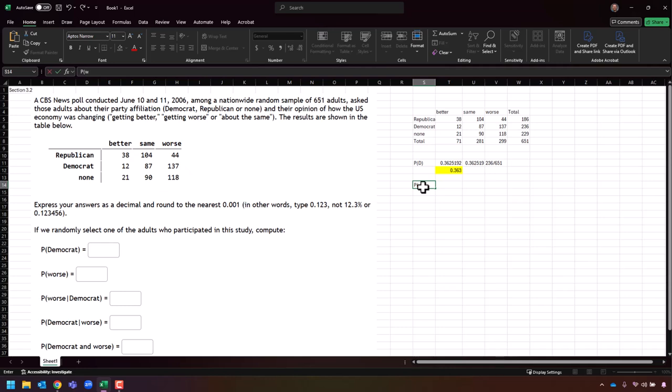Now I'm looking at the probability that the economy is getting worse. And so worse here, I'm looking for the total of the worses. That's 299 divided by the total here. And again, 299 divided by 651.